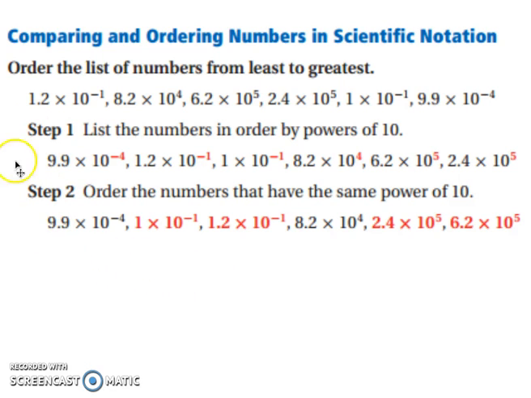After you've done a couple of these, you may not have to write out the entire step 1 before you get to step 2. You might be able to do them all in your head. You found the smallest power of 10, so you've got 10 to the -4. There was no other one, so you knew that had to go first. Then you look and you go, okay, I've got 2 with 10 to the -1. Which one was smaller? Okay, this one's smaller, so I write this one first. But if you have to, you can write it all out just like it is here.